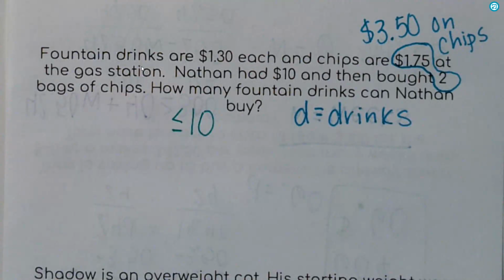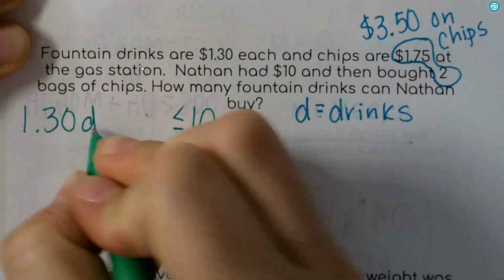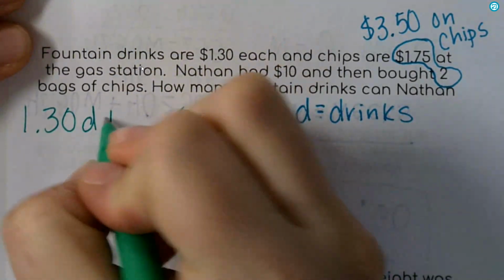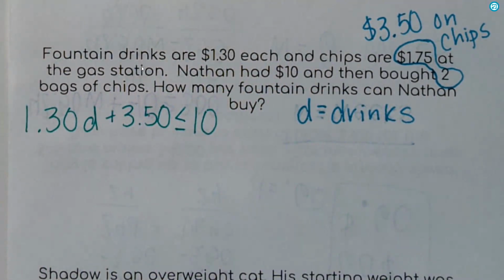So we are seeing how many drinks we can buy. We're going to put 1.30 times the number of drinks we can buy, plus the $3.50 we've already spent on chips, and that has to be less than or equal to the $10 total we have to spend. Okay. Any questions about that?